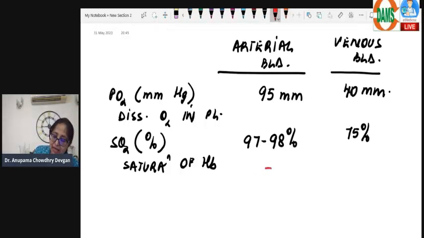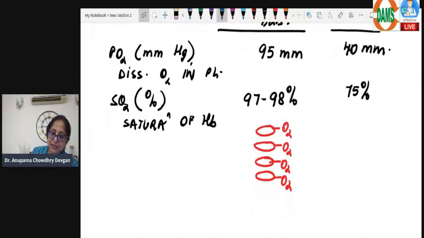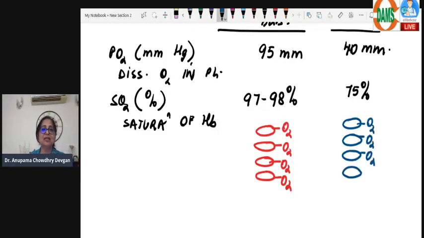Now, if you know, hemoglobin has four heme. When each of the four heme has got an oxygen, that is known as 100% saturation. What happens in the case of venous blood? Out of the four heme, three have got an oxygen and one does not. So the saturation is now reduced to 75%. SO2 is a percentage, it refers to the saturation of hemoglobin.